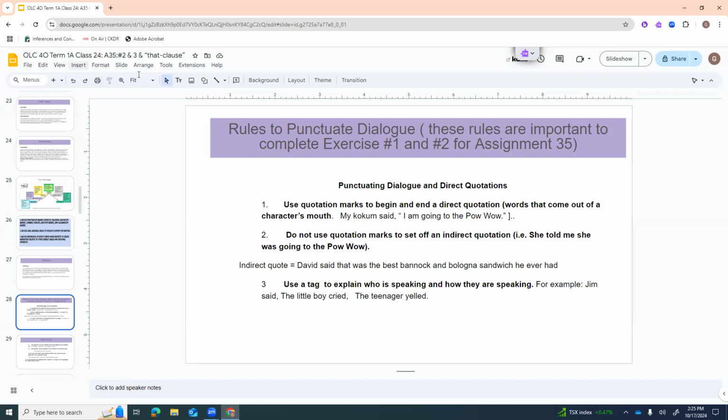And remember, we've talked before about this. I think most people know this, but just in case, quotation marks look kind of like a 66 at the front and then like a 99 at the end. So if I said, my Gookum said, and there's my beginning quotation mark, I am going to the powwow, and then I would close my quotation mark.